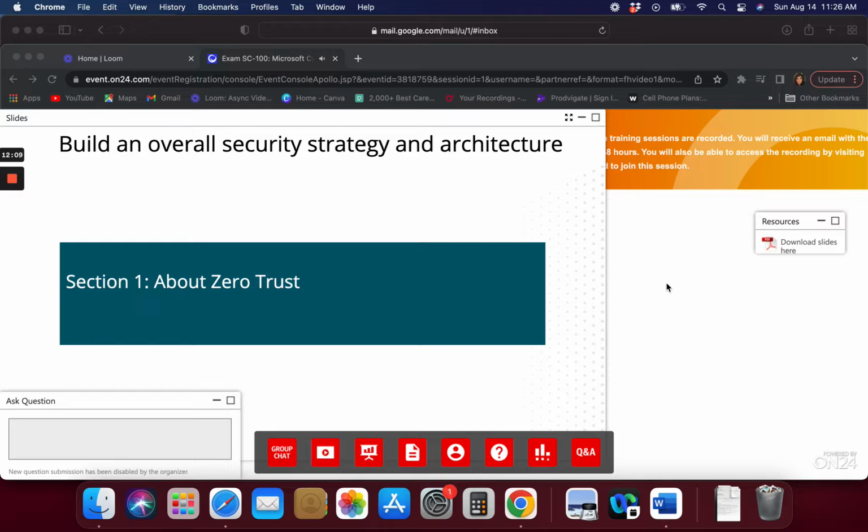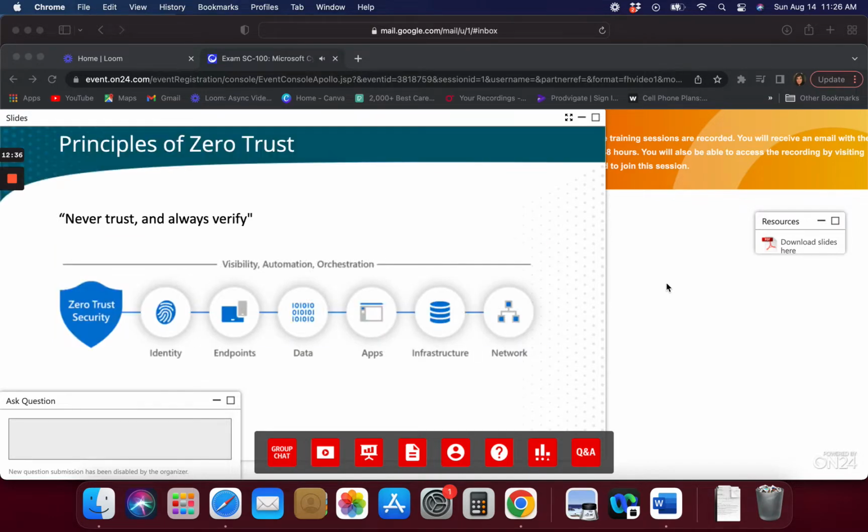So, section 1, about zero trust. Today, organizations need a new security model that effectively adapts to the complexity of the modern environment and embraces the mobile workforce that we see today, and protects people, devices, applications, and data wherever they are located. And it all starts with zero trust. You need to keep that in mind for the entire exam. That's very important.